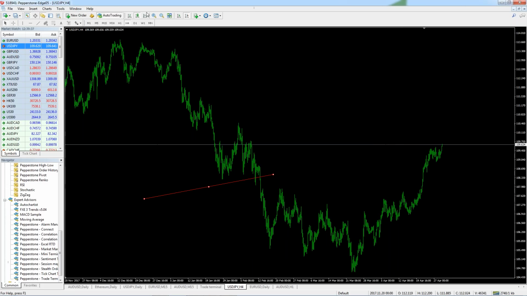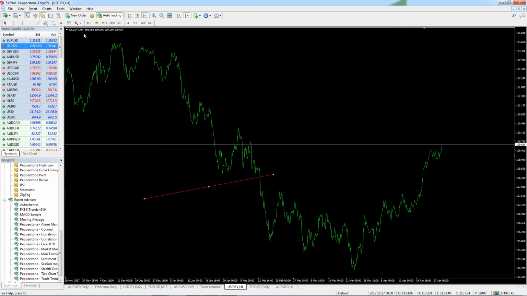So when we switch this over to a line chart, what a few people may recognize is this is actually an inverse head and shoulders pattern. So you'll notice here, we've got the left shoulder, the head, and then the right shoulder. Now this is on a 4-hour.